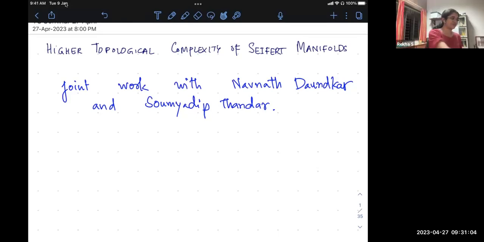Okay, Seifert fibered manifolds. This is joint work with Navnath Dankar, who's a postdoc here at IIT Bombay, and Soumyadeep Pandar, who's just finishing up his PhD. I should do a quick disclaimer that I'm not a low-dimensional topologist. I'm actually a stable homotopy theorist by training. So the manifold part is new for me. All right.